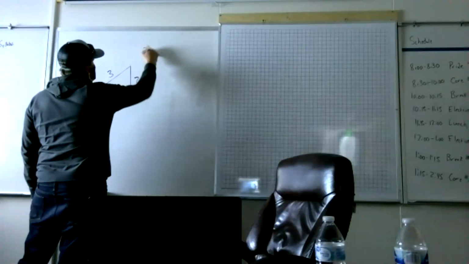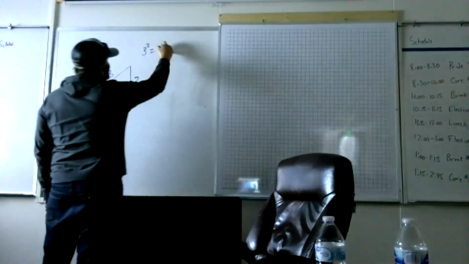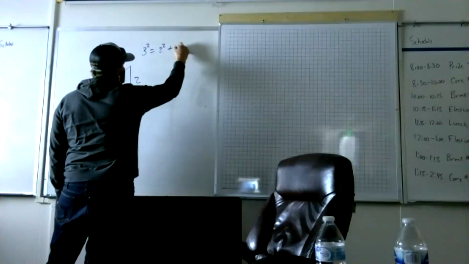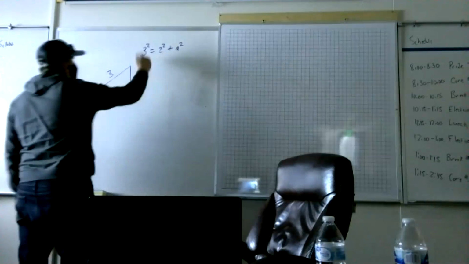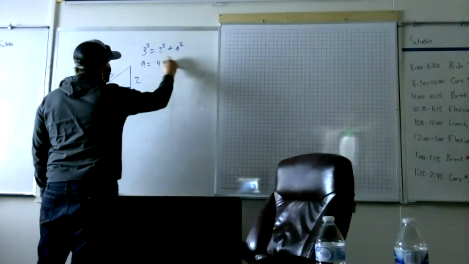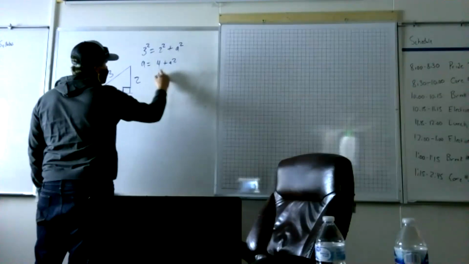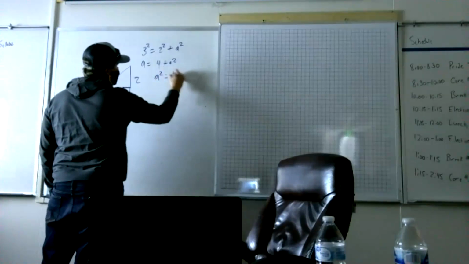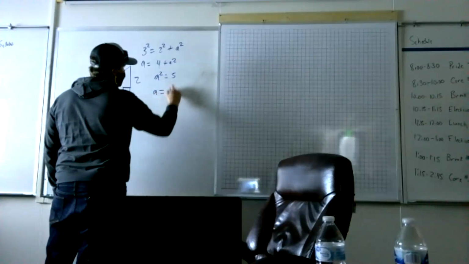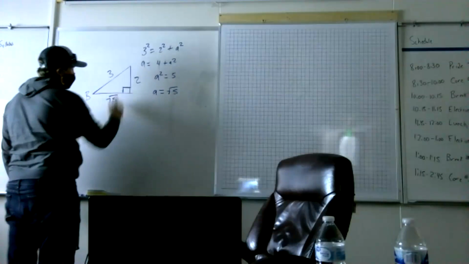So 3 squared is equal to 2 squared plus, let's say, a squared. Make it simple: 3 squared is 9, 2 squared is 4, plus a squared. If we isolate the variable, we have a squared is equal to 5. Take the square root. So a is equal to the square root of 5. So that's this right here.